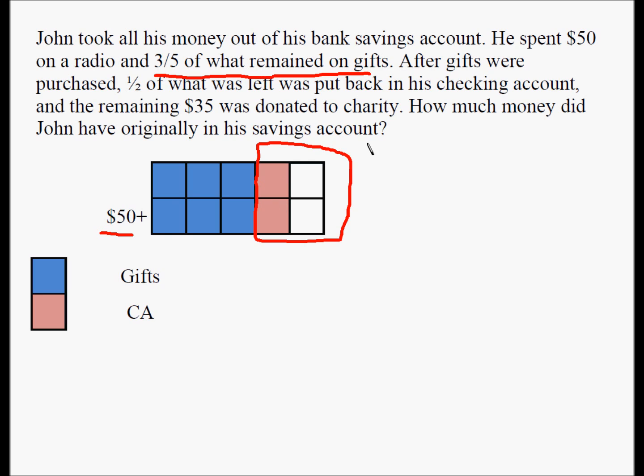Okay, now what does the question say? The remaining $35 was donated to charity. So if you follow the question carefully, you're going to see the question implies that this is $35. Okay? $35. This went to charity. Now I need to find how much money he had to begin with, which is not terribly difficult.